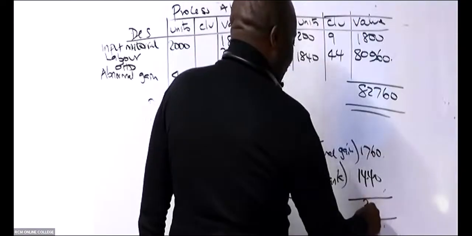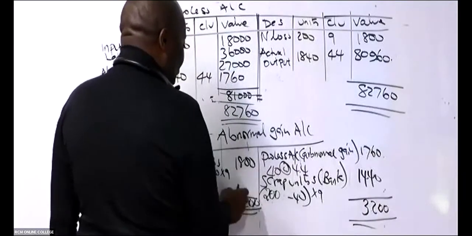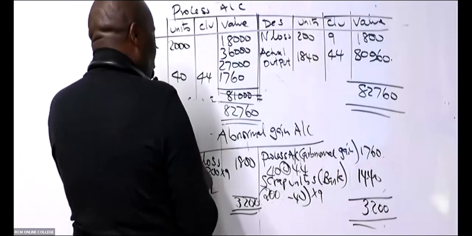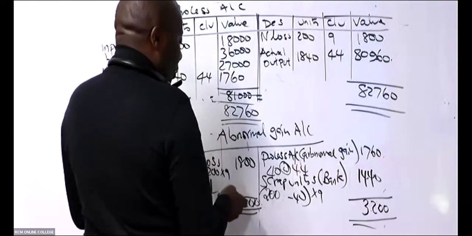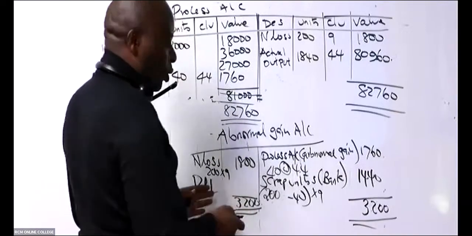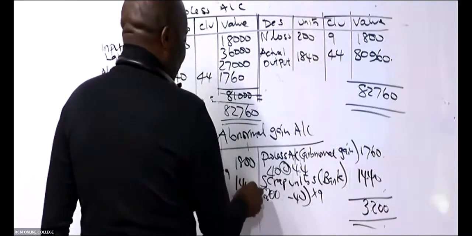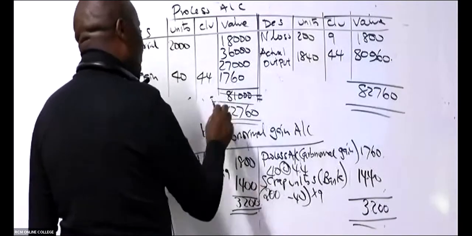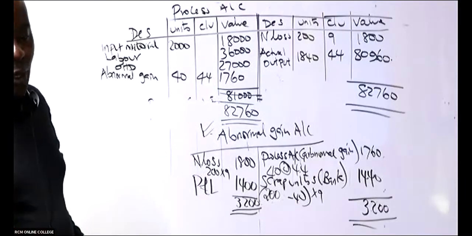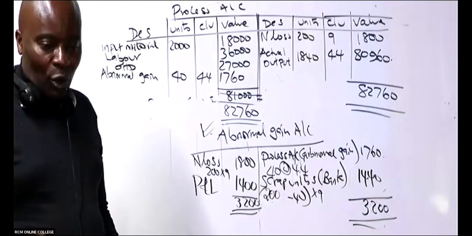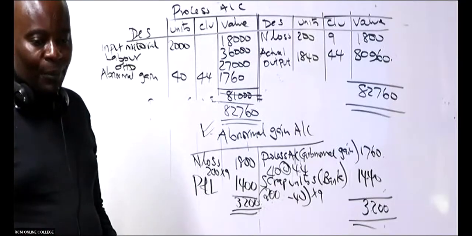So this is 3200, meaning that this side must also be 3200. So the balancing figure, which is going to the P&L on the credit side of the P&L, remember it's debited, will be how much? 3200 minus 1800 will be 1400. So the P&L, you take 1400. I'm 100% sure this at times confuses, but the moment I do another question, you guys will be comfortable.